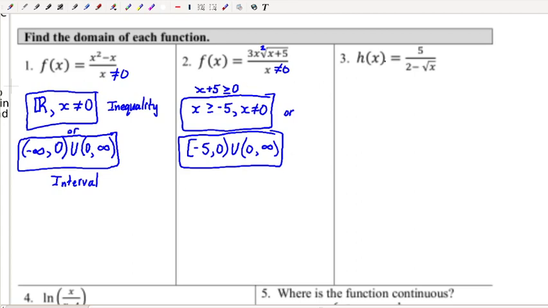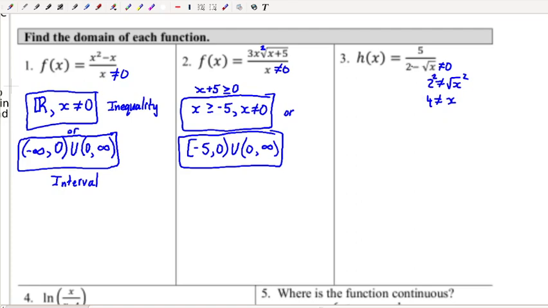Next example, taking a look at number 3. I have, again, a denominator, so this whole denominator is not equal to 0, so now I'm actually going to have to solve that for x. If I want to solve that for x, I'm going to move the root x to the other side, so I get 2 is not equal to root x. Square both sides to get 4 is not equal to x. Again, if I plug in a 4 here, I should have 2 minus square root of 4, 2 minus 2, and that would give me 0, which is a problem. So I know x is not equal to 4.